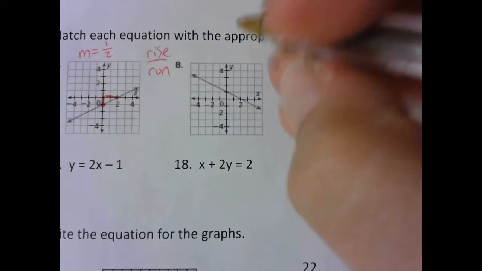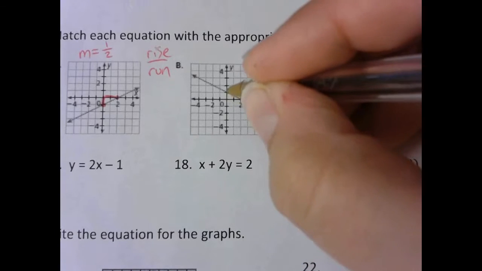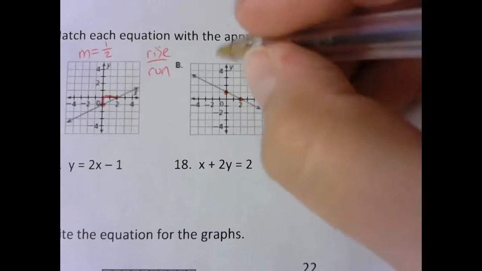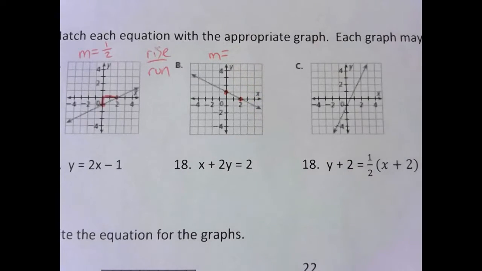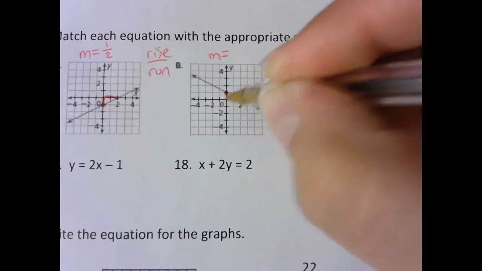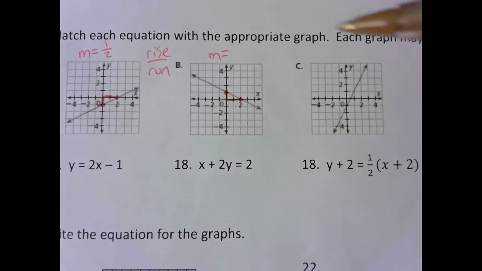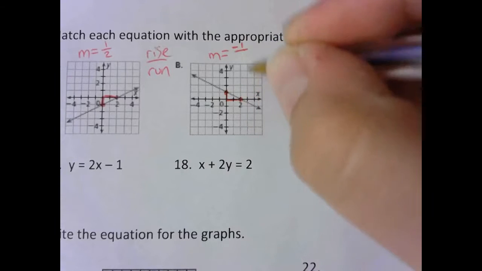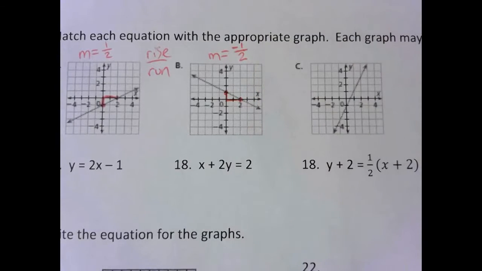Okay, let's find the slope on B. I'm going to choose, this looks like a good point, and this looks like a good point. This time I went down 1 to the right 2. Since I went down, it's -1 over, and then right is +2. So that one's -1/2.